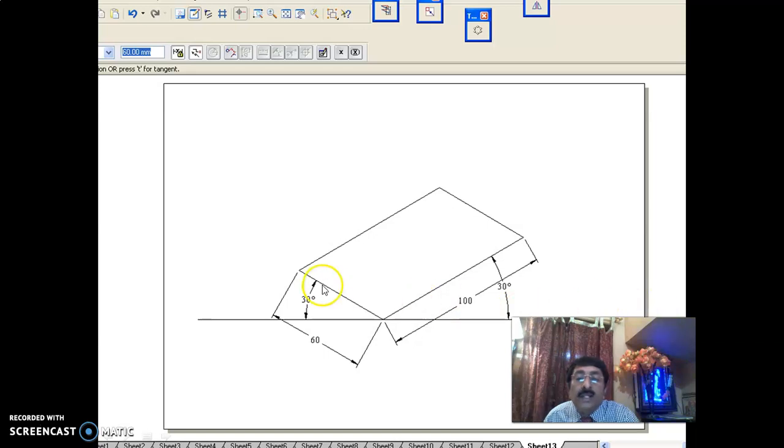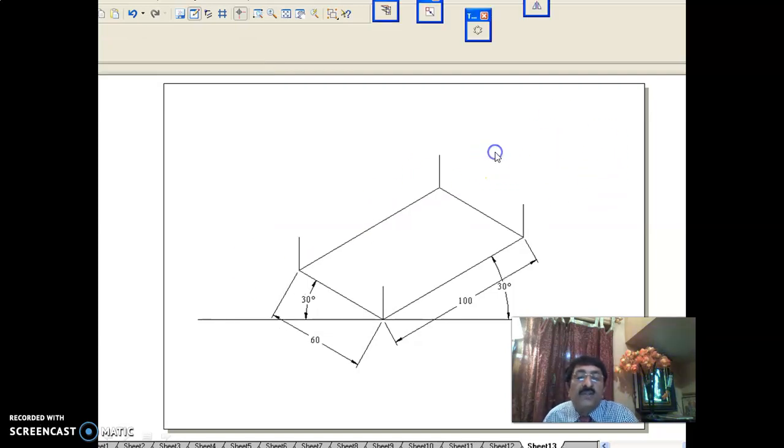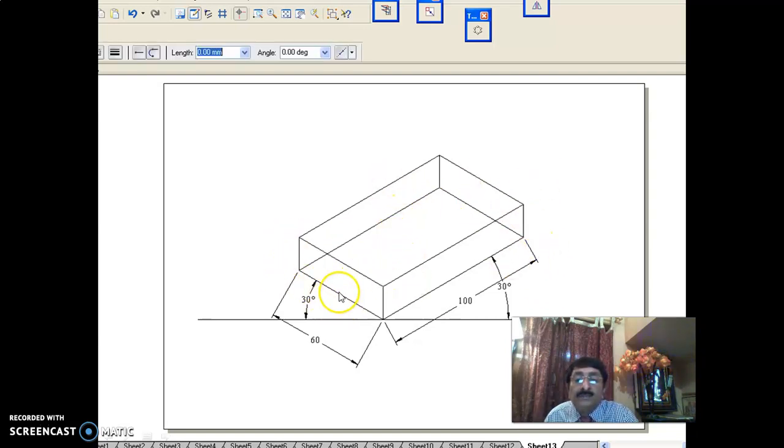Okay, draw one line, 30 degree, 30 degree. This is 60, this is 100 and the height is 20. You take 20. This is 60 ISO, this is 100 ISO, 20 ISO, 20 ISO, 20 ISO. Otherwise also, you can take directly 60, directly 100, directly 20. Finally, take the scale and get the isometric projection. Now I am doing both the methods. Now what I will do, 60 here, 100 here, 20, 20, 20, 20 you do. Take this. Okay, this is 60, this is 100, rectangular prism. Height is 20, that is, thickness is 20.